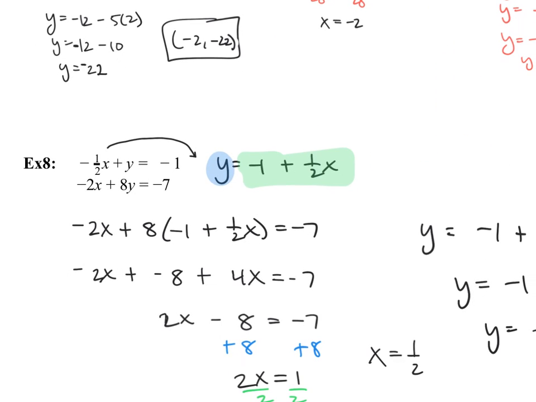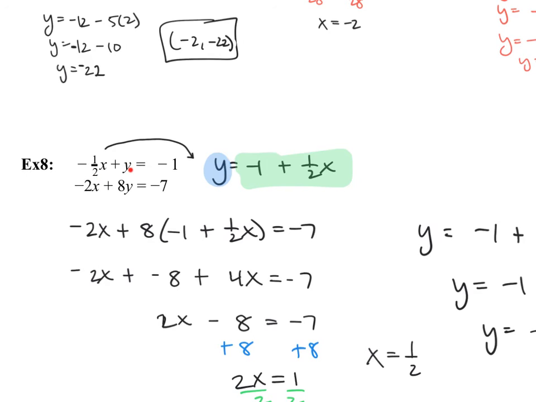On example, what's really 9, although it says example 8, even though I had a fraction, it was actually pretty simple to get y by itself by adding 1/2 x to both sides.